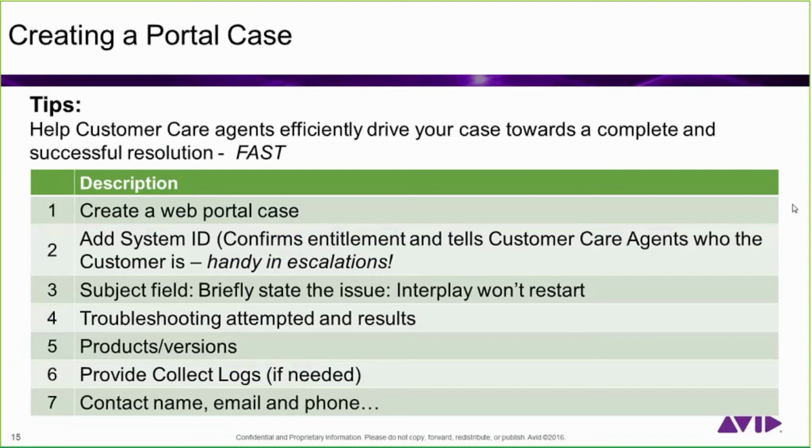When you create a web portal case, the system ID is important. In the subject field, briefly state the issue, but also put the urgency in. Again, this is where you have a role, and you can make sure that the case enters our door with the appropriate priority by putting, if it affects off air, affects many users, loss of data. Really, the key term there is, what's the business impact?